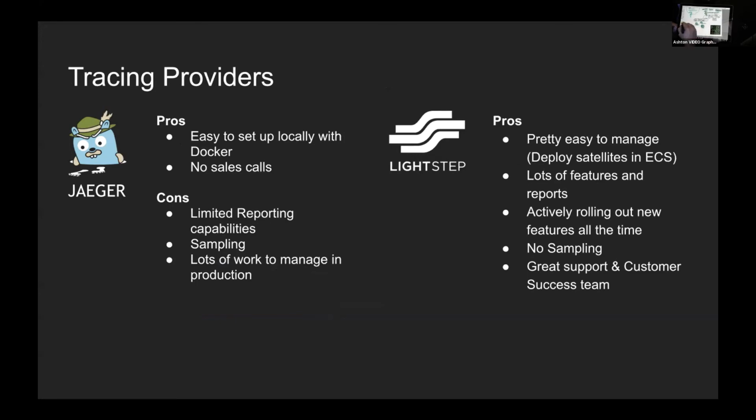We also had to select a tracing provider. That's the thing that's going to aggregate all your tracing data and let you look at it. We started with Jaeger, which is an open source tracing tool that was developed by Uber. It's really easy to set up locally. We just had a Docker container we would run, drop it into our development environment. We didn't have to deal with any sales calls or anything. We could just get started playing with it. And that got us pretty far.